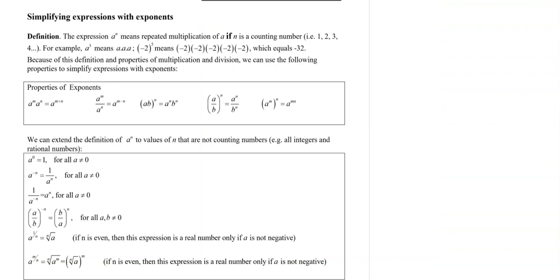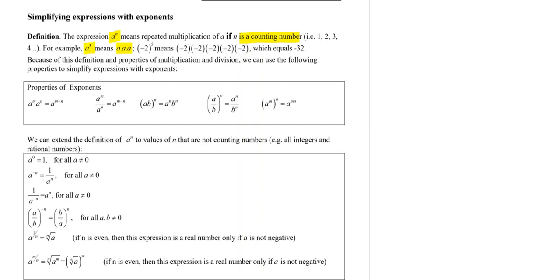Here's a file that gives you an overview of some properties that you should remember about exponents. You can find this file also in Canvas. We start out by reminding you that a to the n just means repeated multiplication as long as n is a counting number. So a to the third means 3 copies of a being multiplied, and so on.